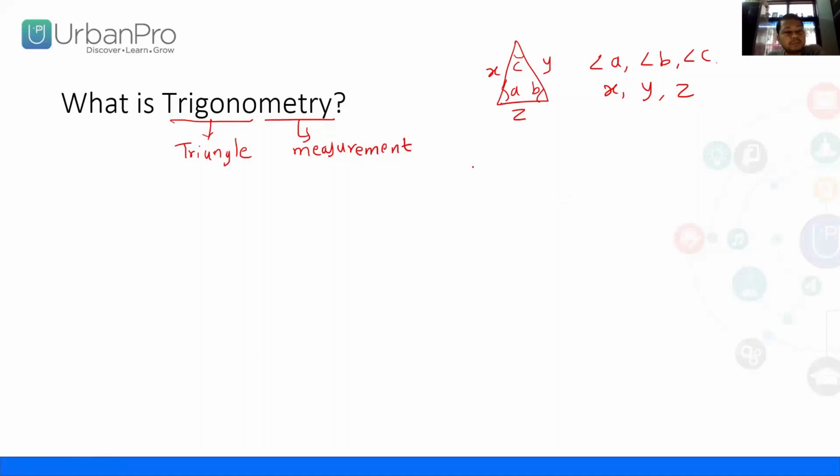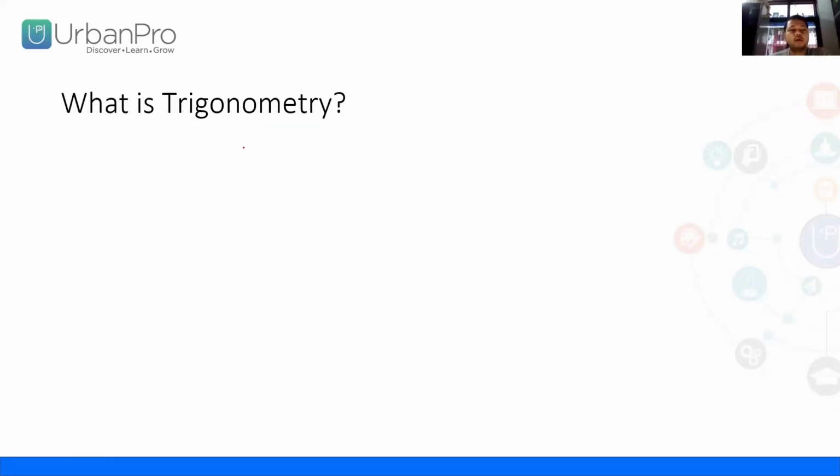So how can we use trigonometry in practical life? I'm giving one example. Suppose there is a tree over here, and you are standing here, and the distance between you and the tree, suppose we take it as 2 meters. What is trigonometry? In the name itself, it is telling us trigono means triangle and metry means measurement.